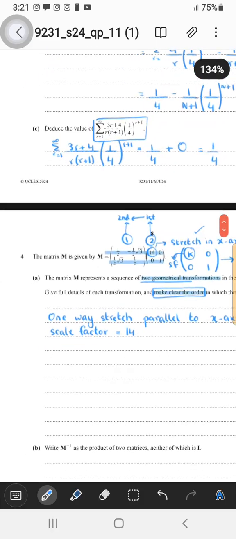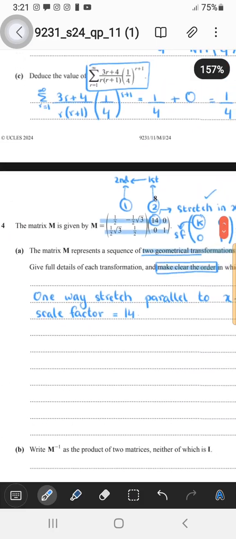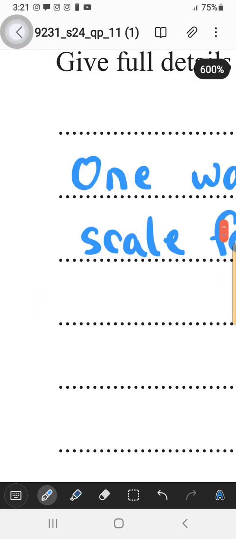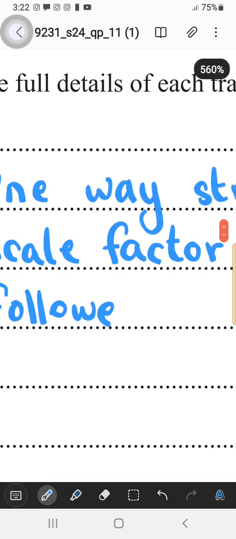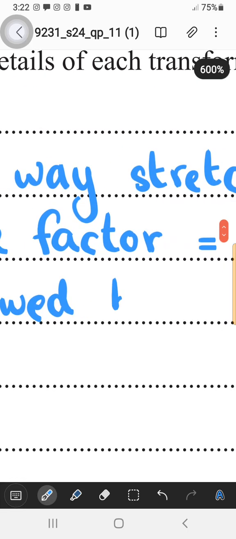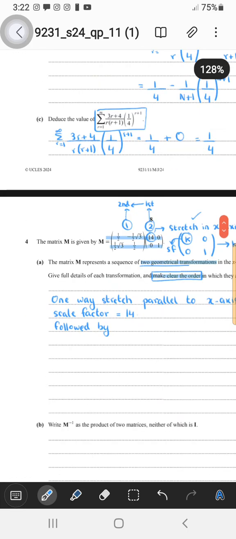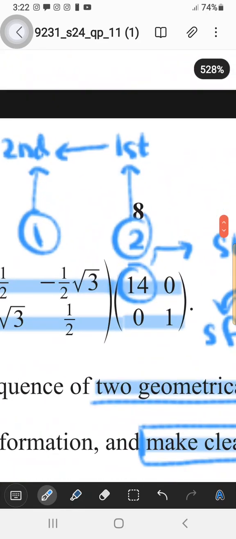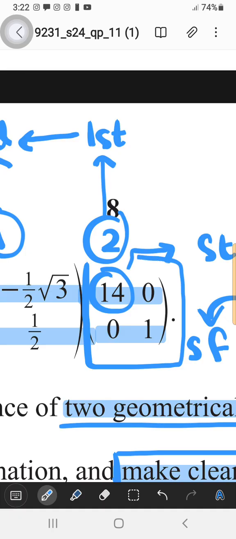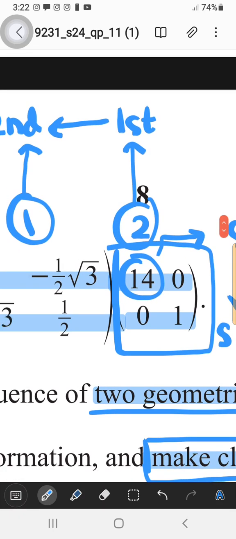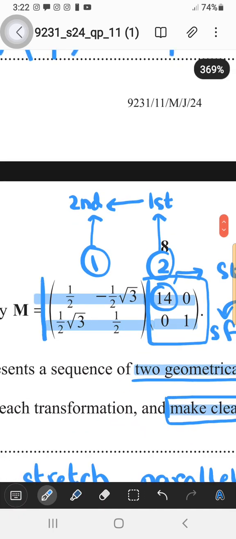Okay, then before writing the second transformation, we will write followed by. It is compulsory to write followed by. Okay, first we write this transformation, then we write followed by, and now we will write this transformation. Okay.